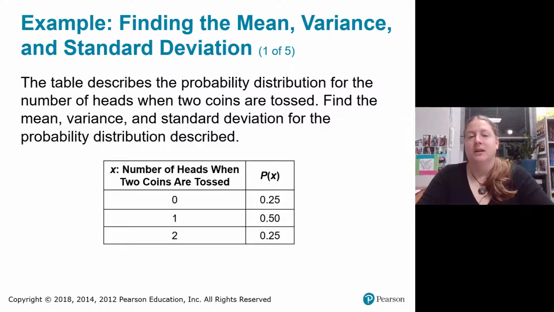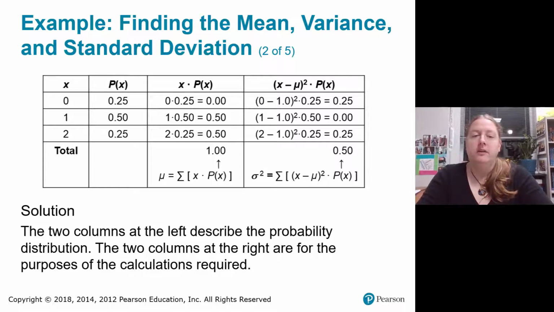All right, so let's take a look at finding the mean, the variance, and the standard deviation in our flipping 2 coins example. Again, this is the probability distribution that we had. Finding the mean looks like this third column here. We're going to take each value of our random variable, x, and multiply it times its associated probability. So 0 times 0.25, 1 times 0.5, and 2 times 0.25. Once we do all of that multiplication, we add them up, and we get a total of 1, and that is our mean. So our mean is 1.